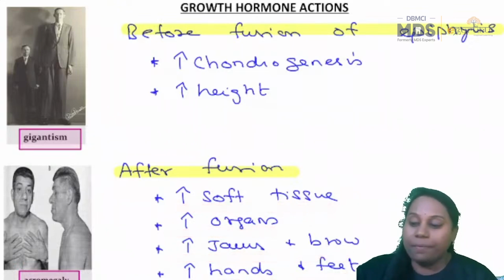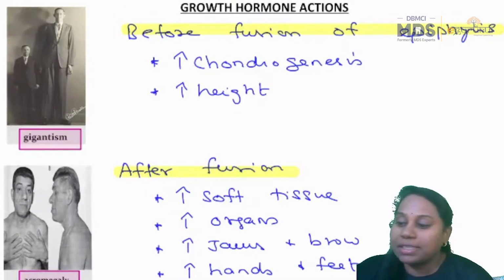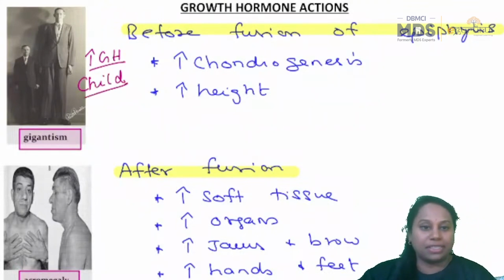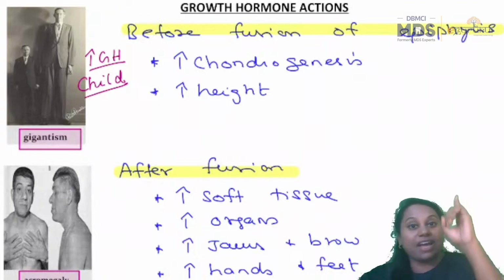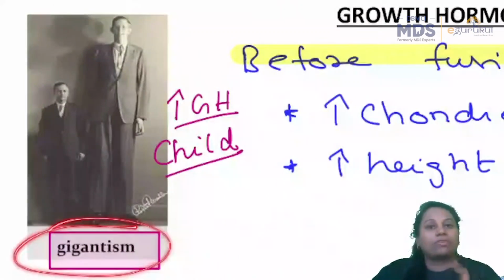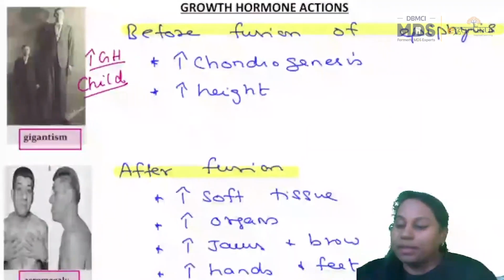And that is why the diseases are related to growth hormone. Excessive levels of growth hormone in a child before fusion of epiphysis result in excessive height of the child. That is called gigantism. So if a child has excessive levels of growth hormone, the height would increase: gigantism.